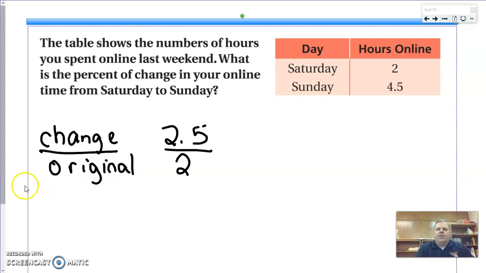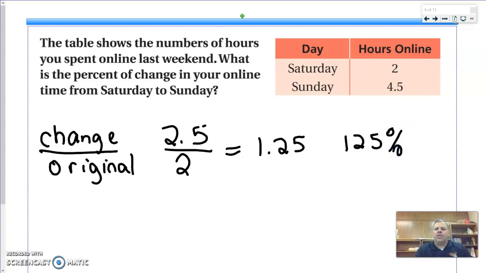So here's how I set this up. 2.5 hours of change over 2 hours of original. When I divide this, either using a calculator or by long division, I get 1 and 25/100ths. In order to change that decimal to a percent, I move the decimal 2 places, so my answer becomes a 125% increase. You can either write the arrow going up, or you can write the word increase. The reason it is an increase is because this number went from 2 to 4.5, which is it went up, or an increase.